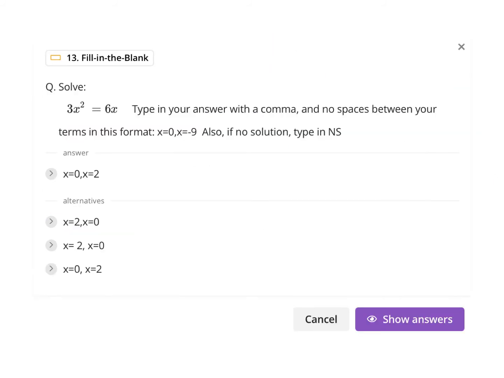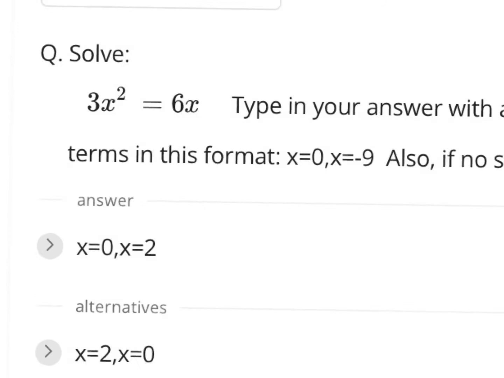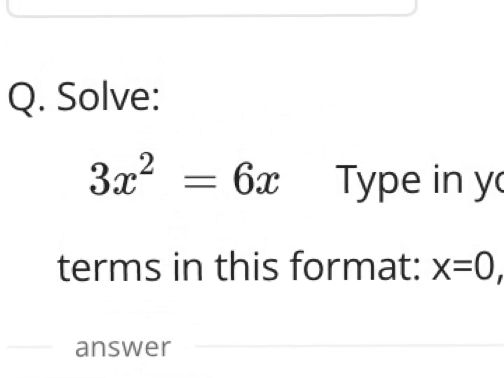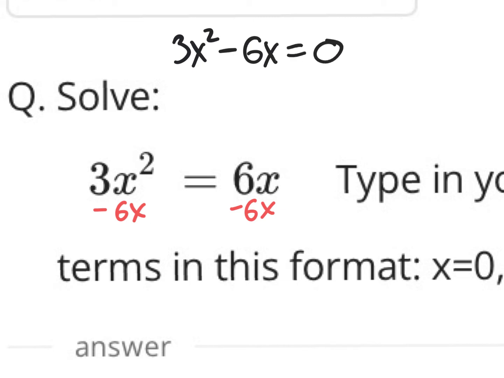On this particular question, you could choose to solve this however you want. I would first start by setting it equal to 0. I want to subtract 6x. I will have 3x squared minus 6x equals 0. Now you could say, oh, my a value is 3, my b value is negative 6, and my c value is 0 because there's no c value. You could use the quadratic formula, but the easier thing to do would be to factor out a GCF.